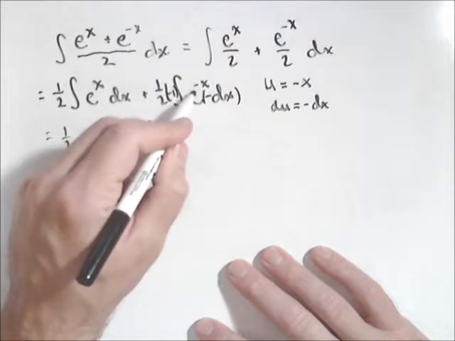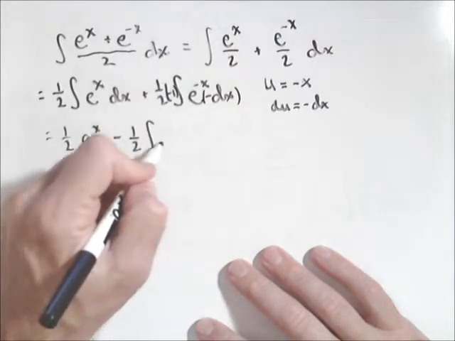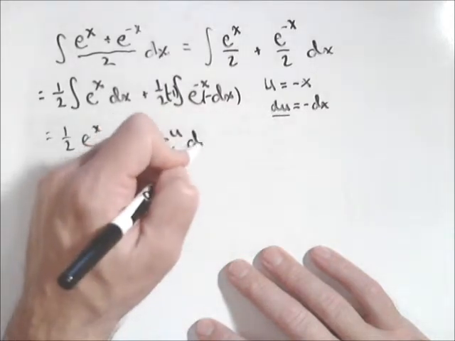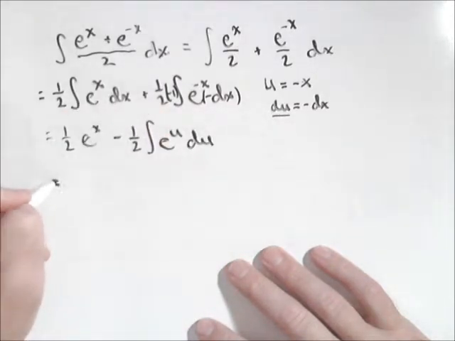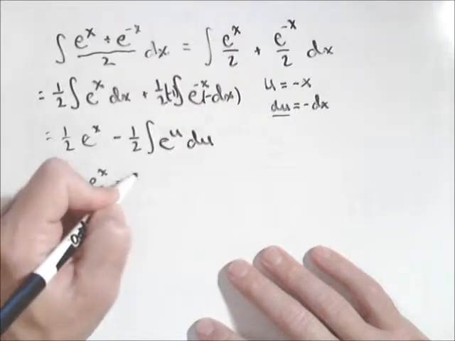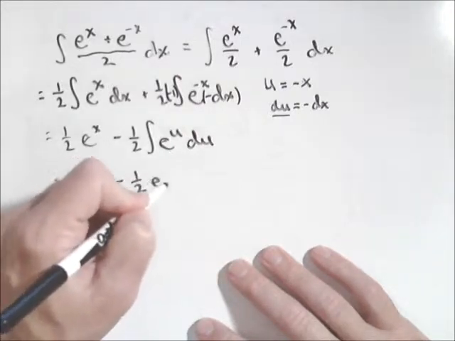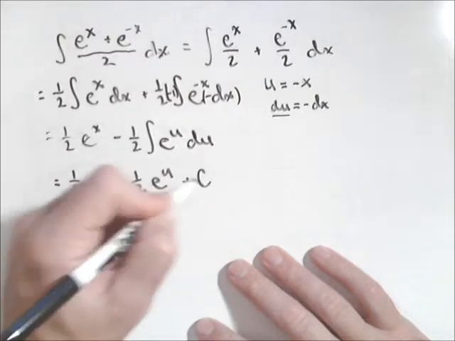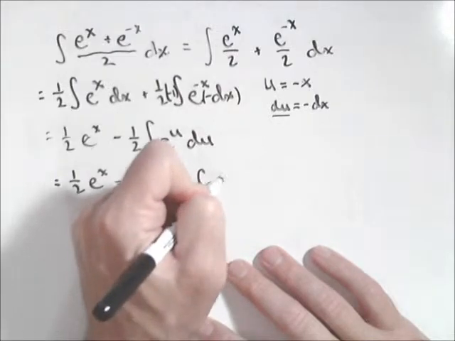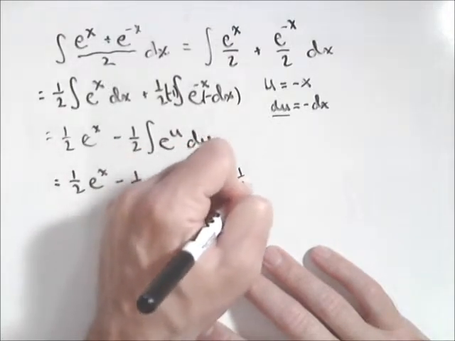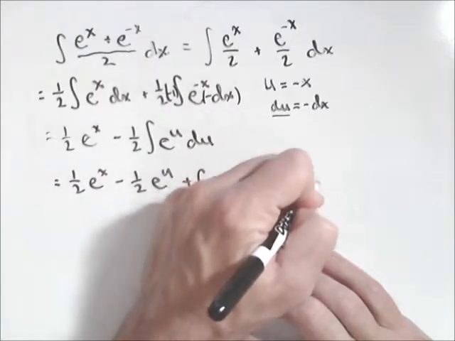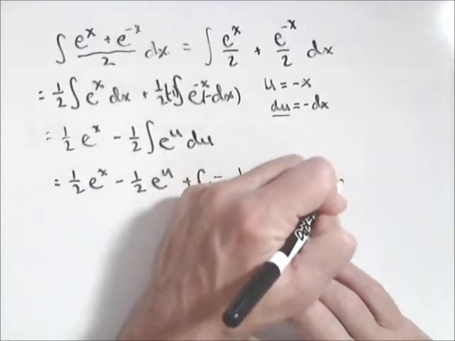Now I can put my substitutions in. Negative x is u, so e to the u, and negative dx is du. So I can finish this guy off. 1/2 e to the x minus 1/2 e to the u plus c. This thing started off in terms of x, it's got to end in terms of x. So I have 1/2 e to the x minus 1/2 e to the negative x plus c.